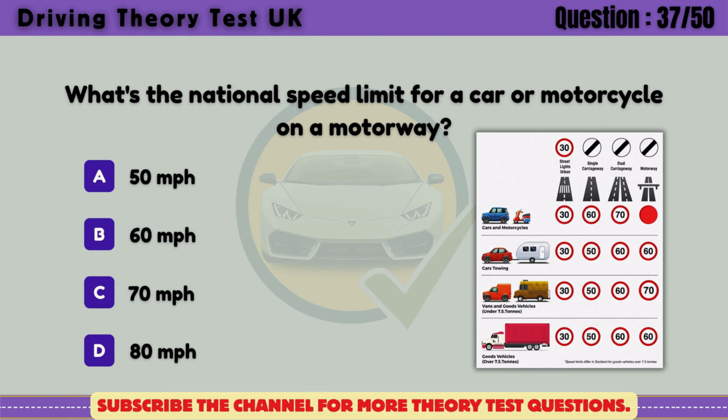Question 37. What's the national speed limit for a car or motorcycle on a motorway? Option A. 50 miles per hour. B. 60 miles per hour. C. 70 miles per hour. D. 80 miles per hour.